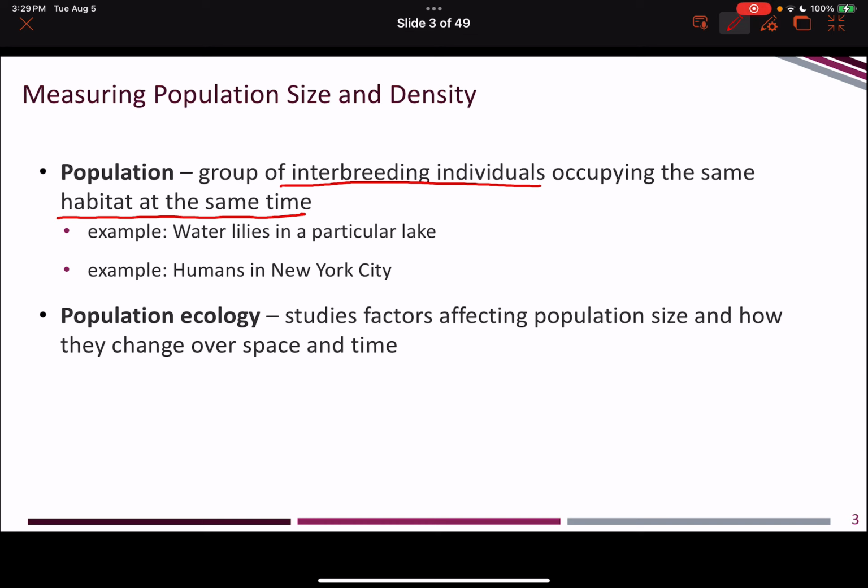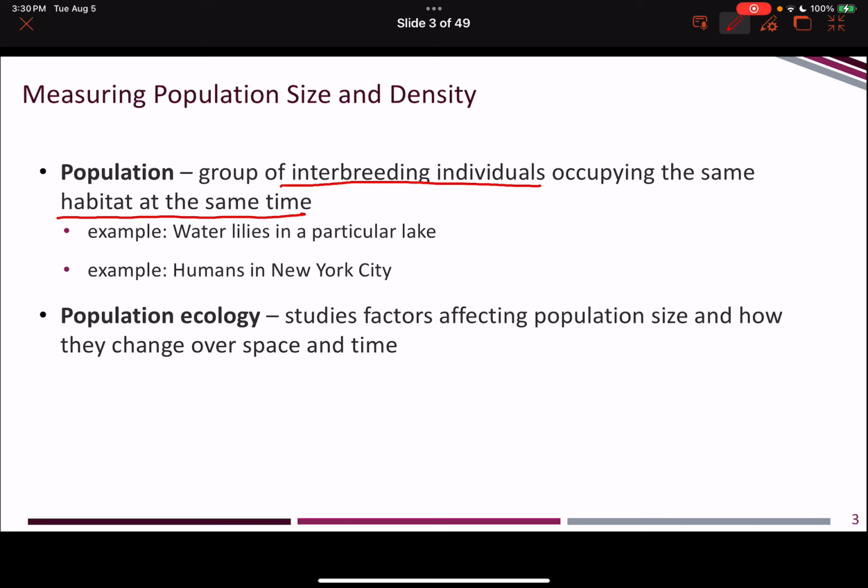Now for a population, we can define this at any level we want. We could say we are looking at water lilies in a particular lake, that lake alone or that pond alone. We could expand that into a larger area. So for example, we could look at all the humans in New York City, or we could look at all of the humans in the state of New York, or all of the humans in the United States, all of the humans on the planet. So it just depends on what level we're studying.